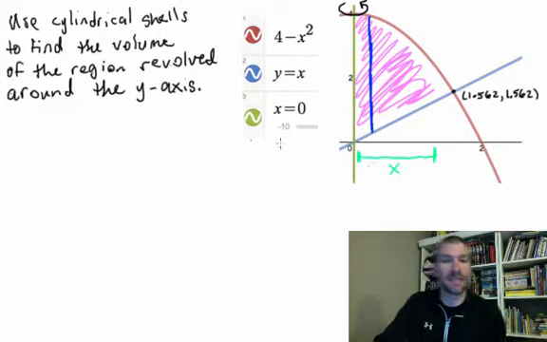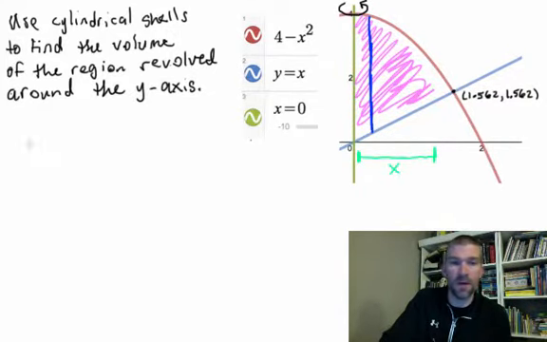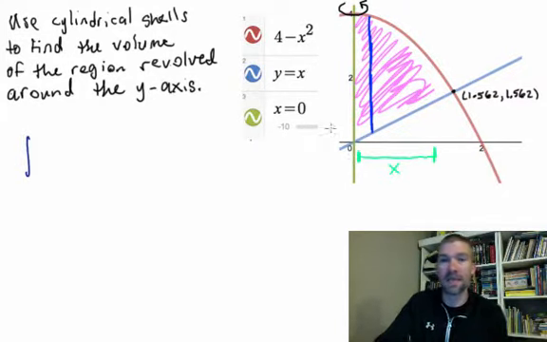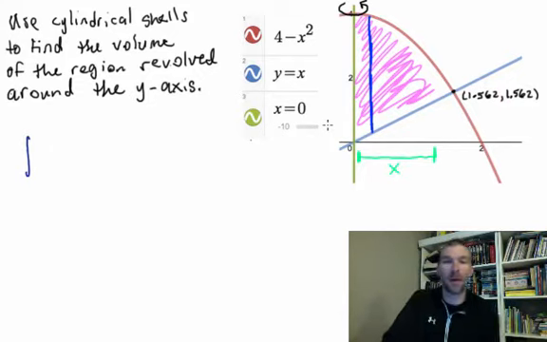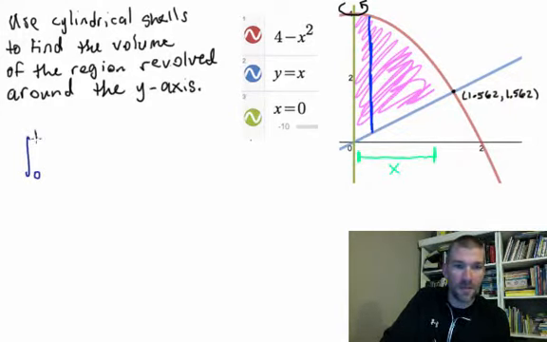And so when I set this up, it's going to follow the same rules that we did on our previous problem. But this time, since we're going around the y-axis, okay, we're rotating this way around the y-axis, so like a Pringles can, okay? Then we're going to find where this point of intersection is, and I use my graphing calculator to do this. You could set x equals 4 minus x squared and solve it out that way as well. So we're going to integrate from 0 to 1.562.